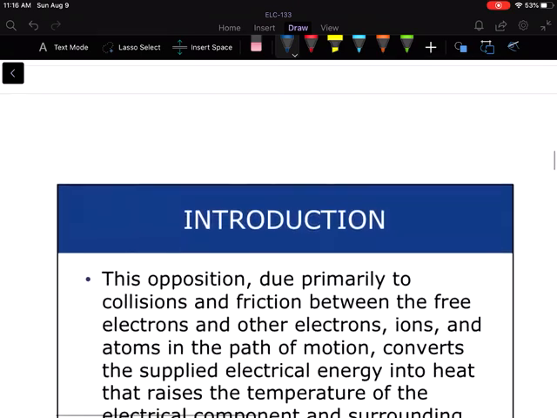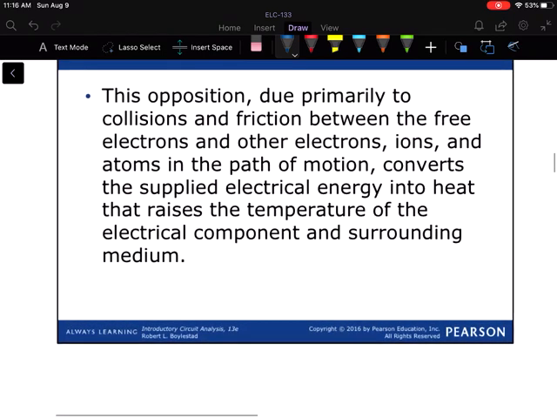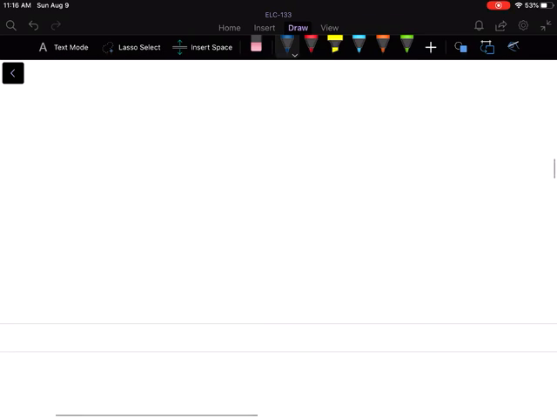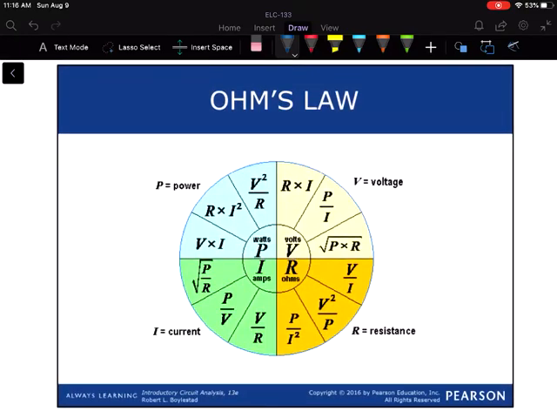So let's talk about resistance. It opposes the flow of those electrons basically because it creates these collisions and friction between those electrons along that path, and converts that energy into heat and raises the temperature of the component and the surrounding wire or air. And so what we're seeing is that the higher the resistance, the more it will slow down the flow rate of those electrons, which is, of course, Ohm's law relationship.